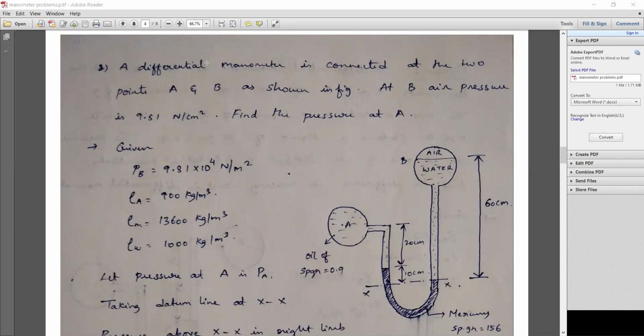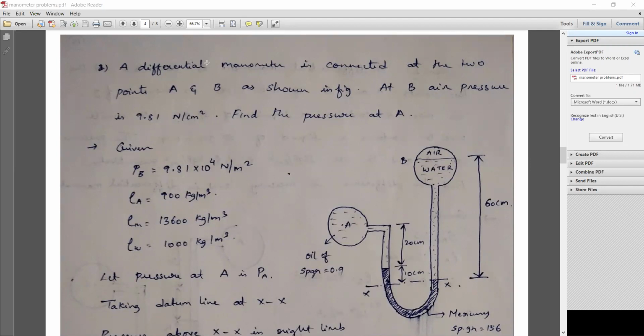Next, we need to know the density of the fluid flowing in the pipe A. So he gave the specific gravity 0.9. So density of A, density rho A equal to 0.9 into 1000. Write that density rho A equal to 0.9 into 1000. So that is 900 kg per meter cube.